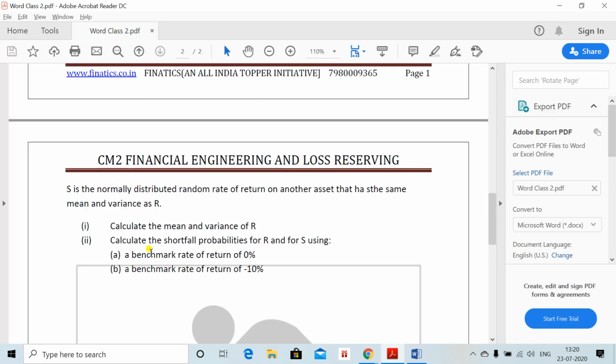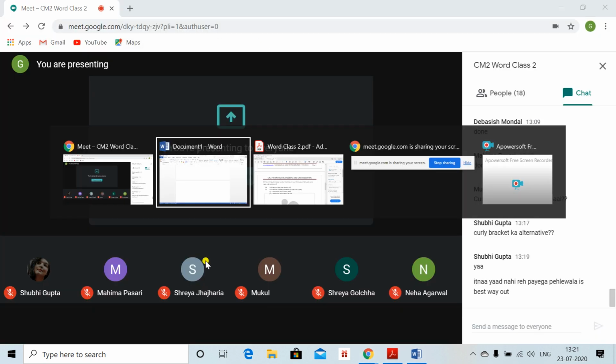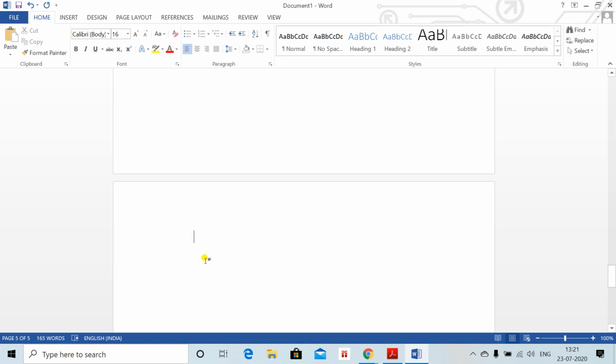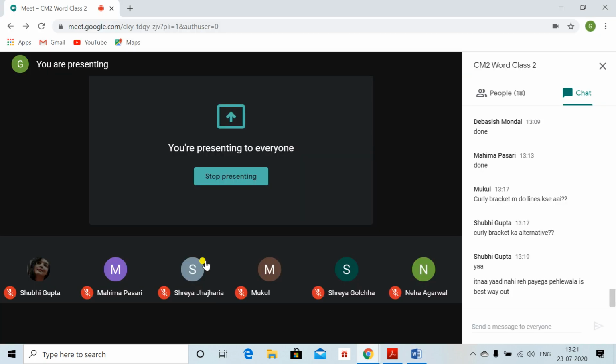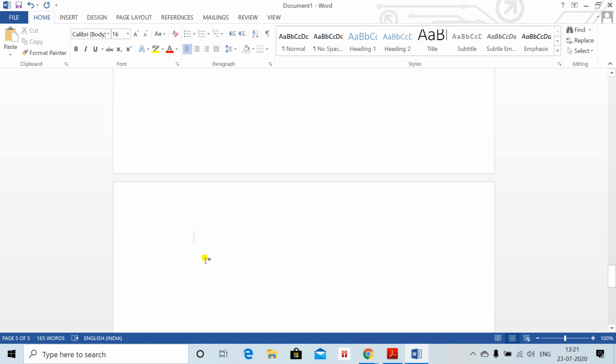Okay. And next is calculate the shortfall probabilities for R and S using a benchmark rate of return of 0% and 10%. So can you all solve this and tell me the answer? Please solve this and tell me the answer, then I'll also solve it for you all. Just solve it in Word and tell me the answer. Check how much time you are taking on typing.